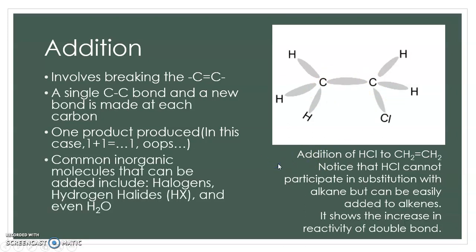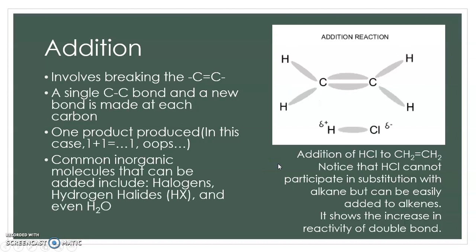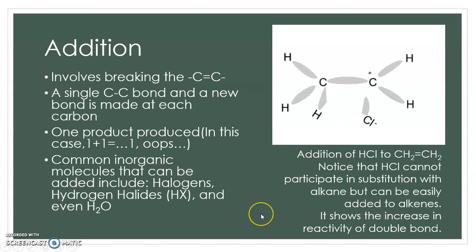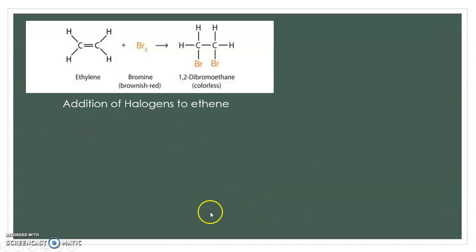Common inorganic molecules that can be added include halogens, hydrogen halides, and even water. For example, halogens. Bromine, normally a brownish red liquid, can be added to ethene here. You don't have to say ethylene, just ethene. And then it becomes 1,2-dibromoethane. Remember, one new bond is made at each carbon.